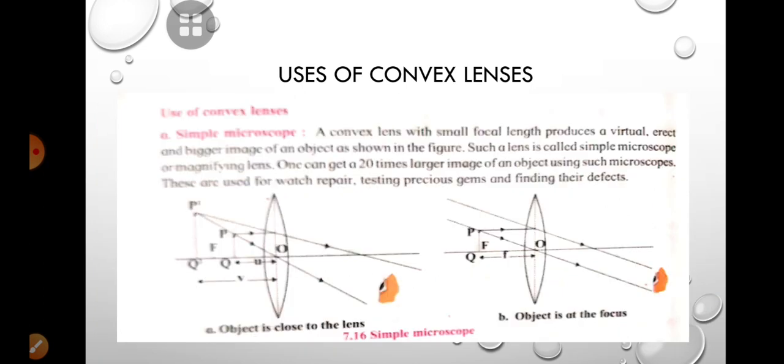The uses of convex lenses. That is the simple microscope. A convex lens with small focal length produces a virtual, erect and bigger image of an object as shown. Such a lens is called a simple microscope or magnifying lens. One can get a 20 times larger image of an object using such microscopes. These are used for watch repair, testing precious gems and finding defects.